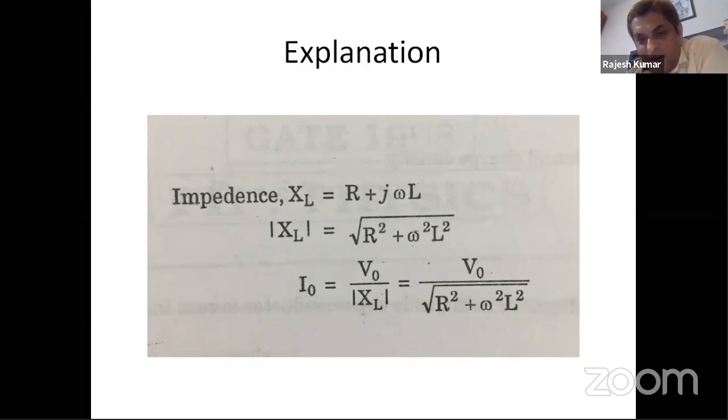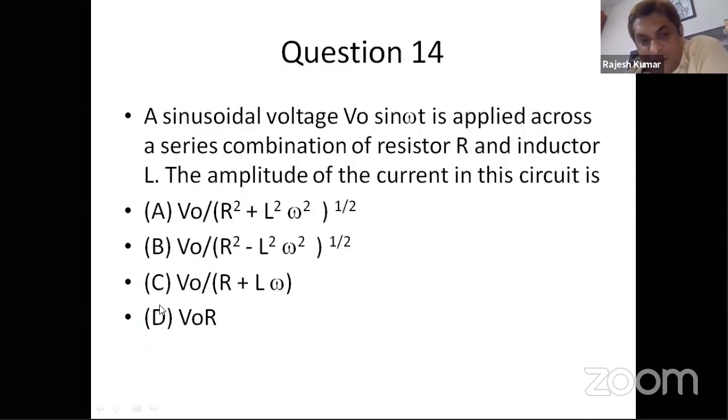And the peak value of current is given by the peak voltage divided by the impedance, and that will be equal to V naught divided by the square root of R squared plus omega squared L squared. That is option A. The answer will be A, V naught by the square root of R squared plus L squared omega squared.